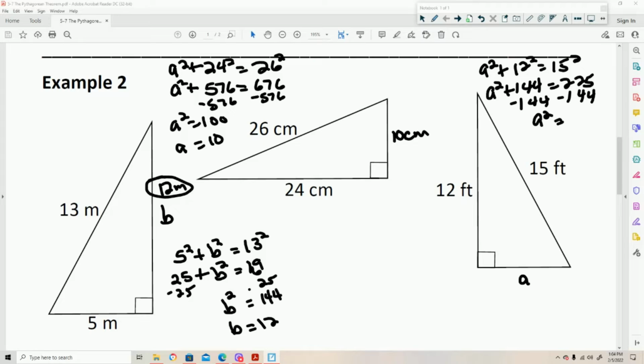Let's see, that's 1. We're going to get 81 out of that, is what it looks like. That is a perfect square, so we take the square root, we get 9. So A is equal to 9 feet. That is how you find the leg of a right triangle using the Pythagorean theorem.